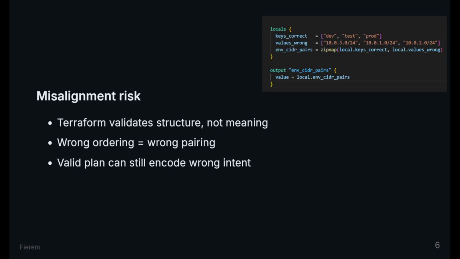The real danger is silent semantic drift before the function call. Terraform only checks list length and key type. It does not know whether prod was accidentally paired with the wrong CIDR block or whether owner received the log level value.